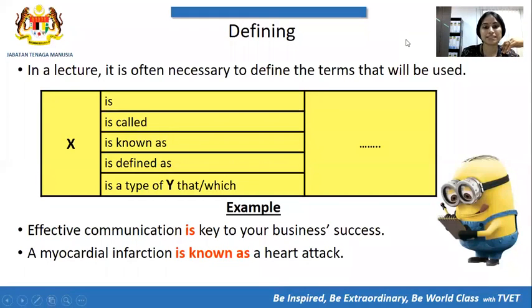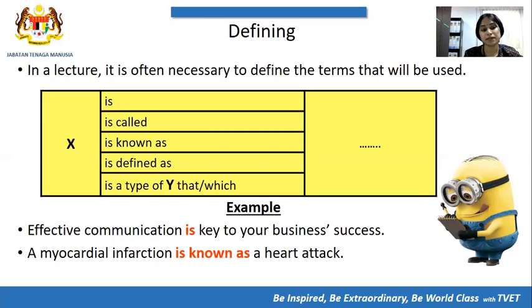Okay, now let's look at defining signal words or phrases. Defining means you want to give a definition, or you want to explain the meaning of certain terms that you're going to use in your presentation, so that it will give a clear picture for the listener to understand or to follow your presentation. So in a lecture, it is often necessary to define the terms that will be used, in a lecture or in a presentation.